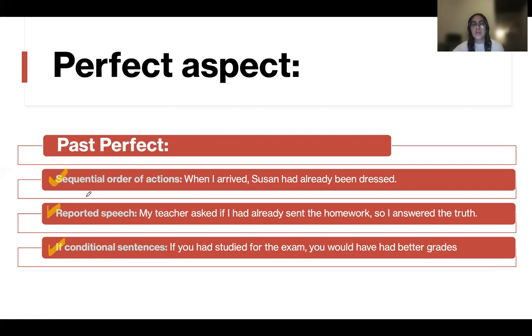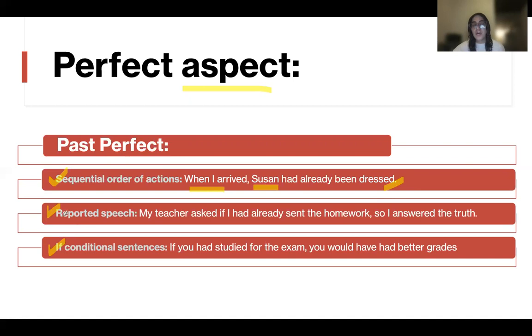For example, in the sequential order of actions, it can be said that we can use this aspect in order to state the order of the actions, the sequence of the actions, like for example, when I arrived, Susan had already been dressed. That is, Susan first dressed herself. That is the first action. And second, the second action is when I arrived. This happened second.